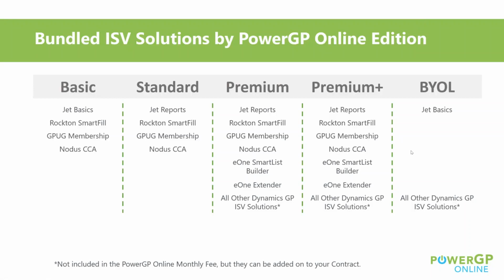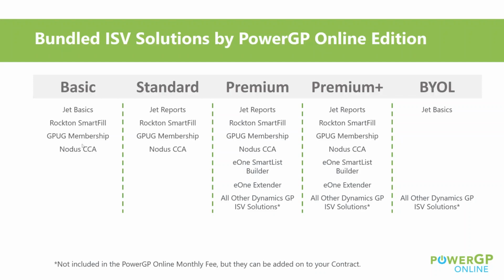All right, so back to our different editions. Thank you, Brandon, for that. So BYOL, one thing I want you to notice, you can get Jet Basics and you can get other ISV solutions. Of course, they're going to have an additional charge since they're not bundled. But you'll notice there's nothing in terms of any of our bundled ISVs. The reason for that is because you're bringing your own license, we can't bundle into that user subscription price those other ISV products that we've bundled in these other versions. So in order to add SmartFill, Smart List Builder, CCA, that kind of thing, you will have to pay extra for those.